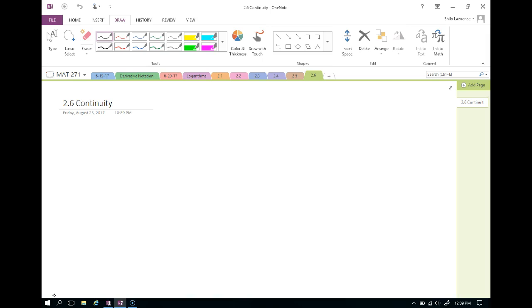So in 2.6, which is a section about continuity, we're going to start looking at the link between function values and limits. So we've said that function values, which are the points on a graph, are not necessarily the same thing as limits. They can be, but they don't have to be. We don't necessarily have to have a point on a graph in order to have a limit. But if they are the same, then that is something special. We would say that our graph is continuous, that we have continuity.